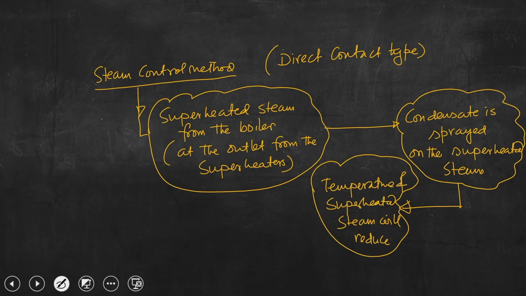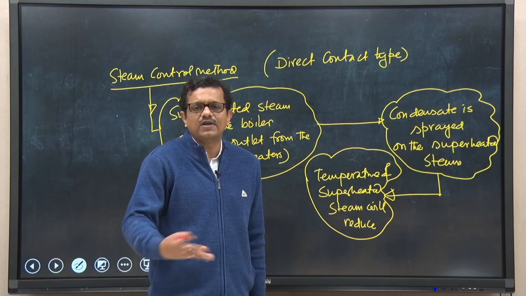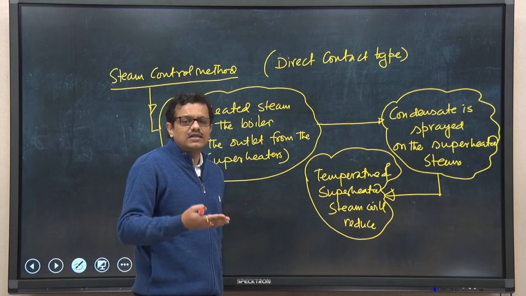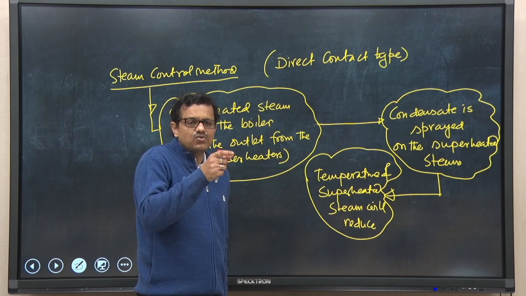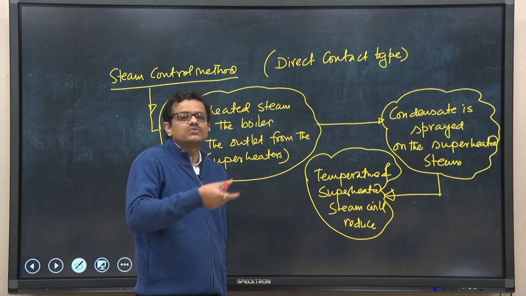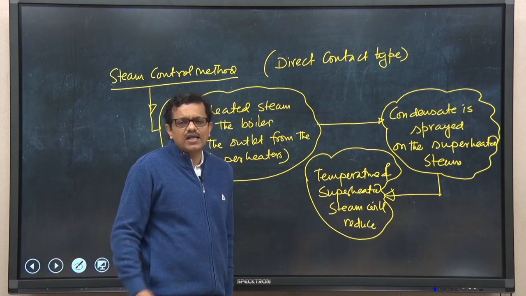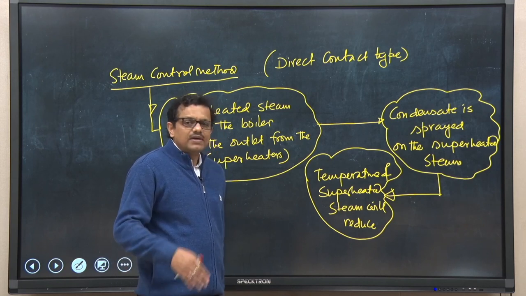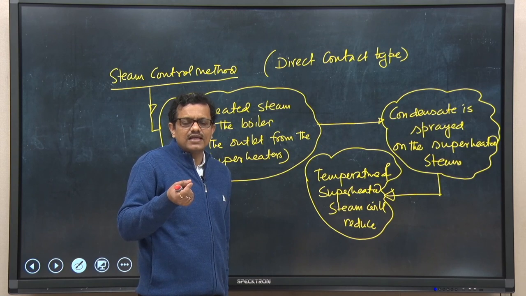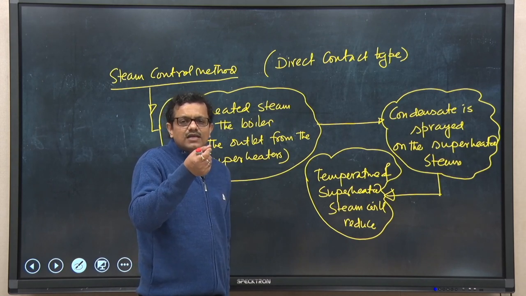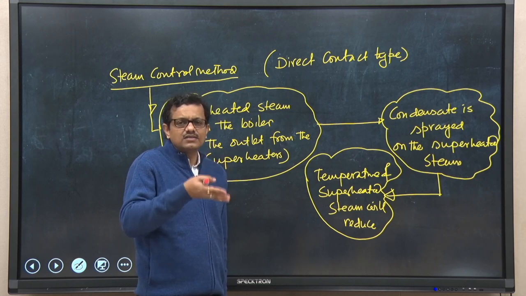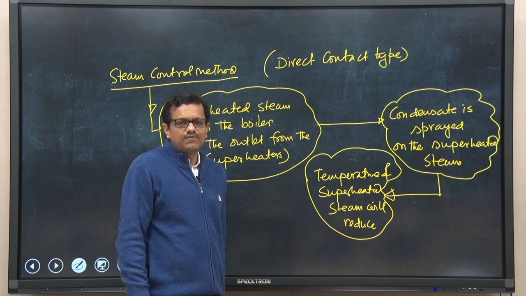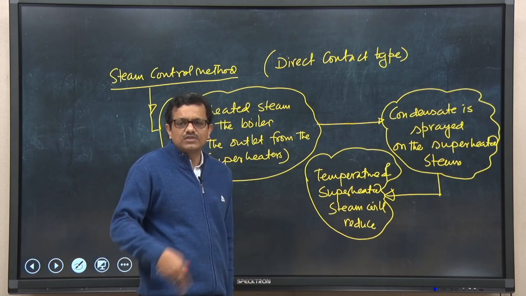But again, we may have indirect contact type, because we have discussed in the context of regenerative cycle the open type feed water heater and closed type feed water heater. In the open type feed water heater, the bleeding steam is taken to one chamber, and in that chamber the feed water is mixed with the extracted steam, and we are increasing the feed water temperature. But in case of the closed type feed water heater, the feed water is allowed to pass through the tube and the extracted steam is allowed to spray over the tube, and while passing over the tube, the steam releases heat, and that heat is taken by the feed water and feed water temperature increases. So, this is the closed type feed water heater.